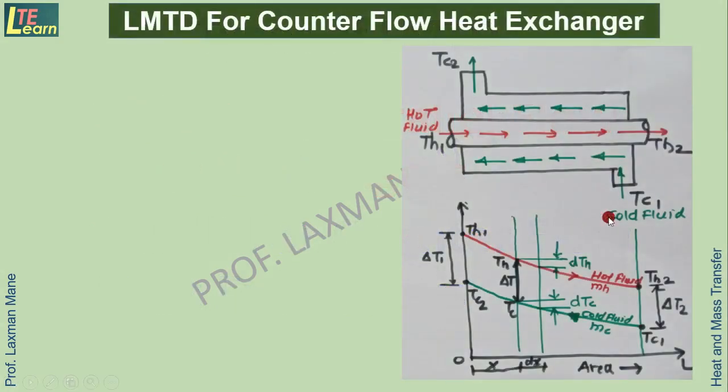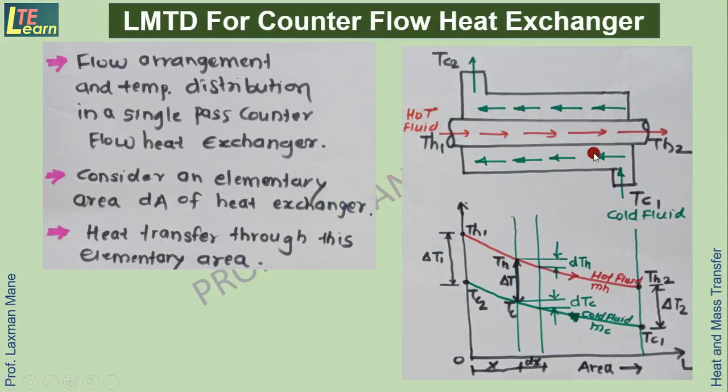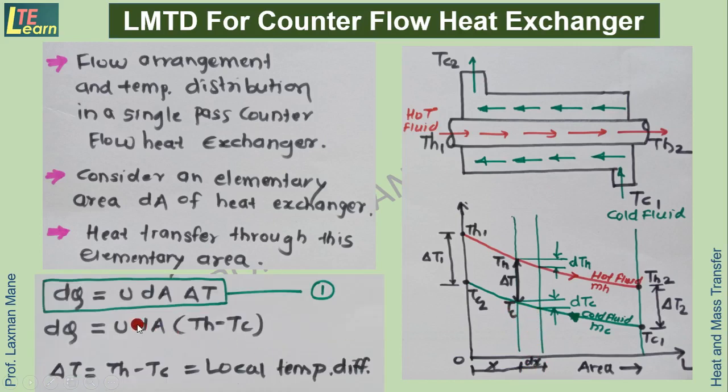So for counterflow heat exchanger, here is the flow arrangement and temperature distribution. This is a single pass counterflow heat exchanger. In this case consider an elementary area dA for this length dx. So heat transfer through this elementary area will be dq, that is equal to U into dA into delta T. U is overall heat transfer coefficient, dA is elementary area, and delta T is the local temperature difference.